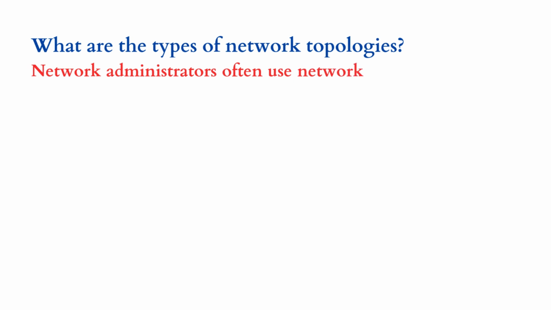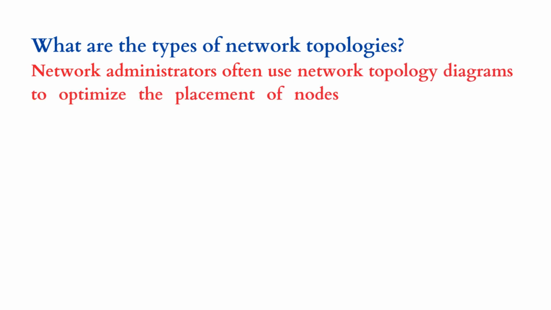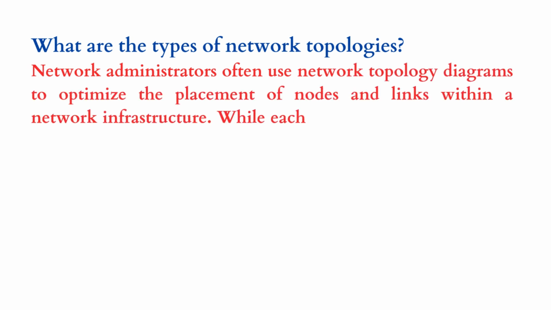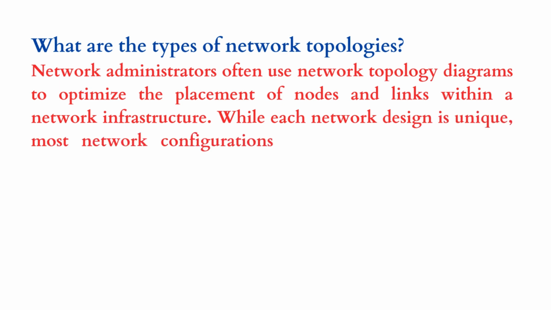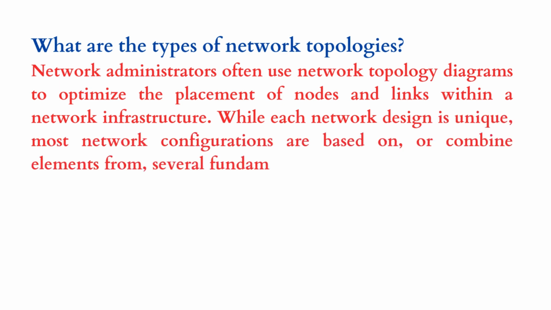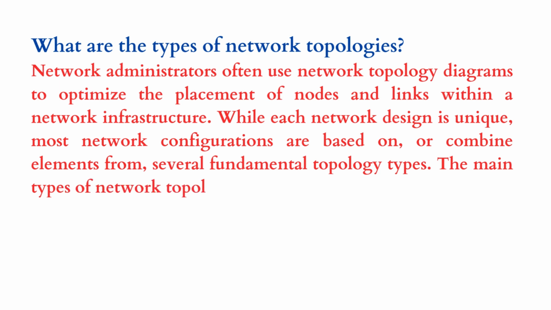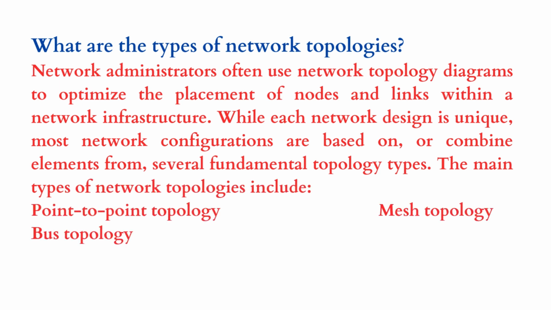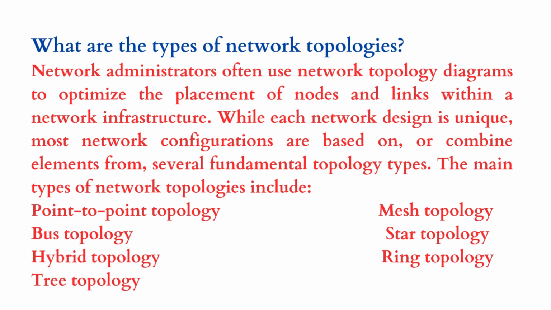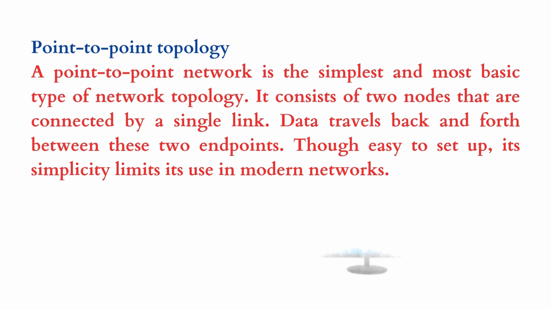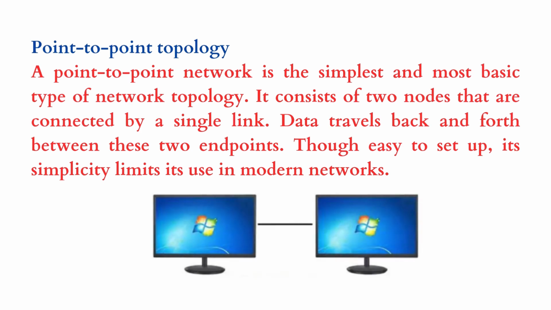Network administrators often use network topology diagrams to optimize the placement of nodes and links within a network infrastructure. While each network design is unique, most network configurations are based on, or combine elements from, several fundamental topology types. The main types of network topologies include point-to-point topology, mesh topology, bus topology, star topology, hybrid topology, ring topology, and tree topology.